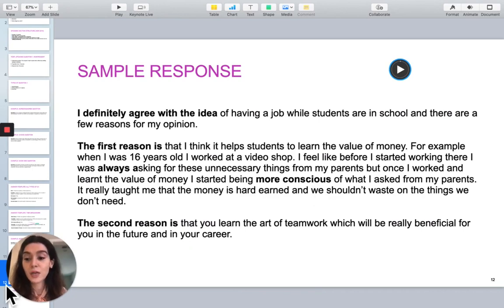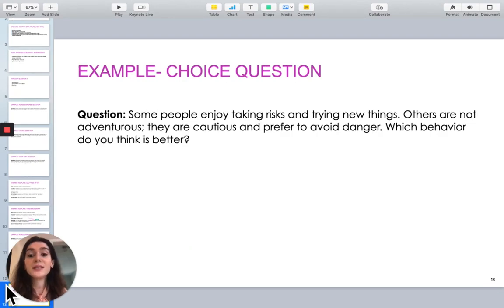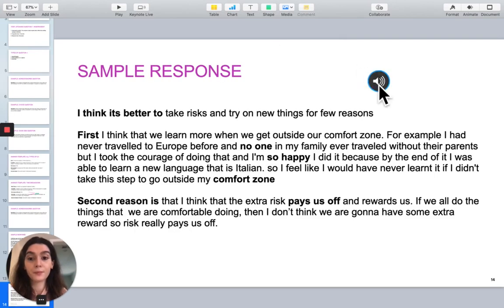So let's move on to my response to the second question. So the second question is, some people enjoy taking risks and trying new things. Others are not adventurous, they're cautious and prefer to avoid danger. Which behavior do you think is better? So let's listen to it.